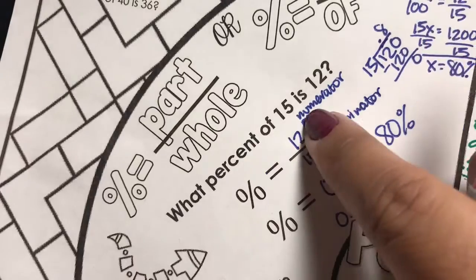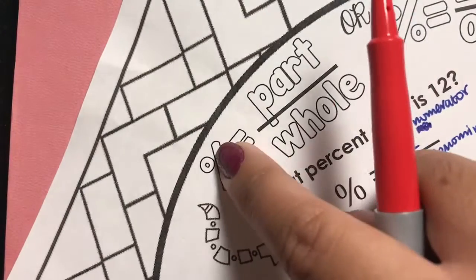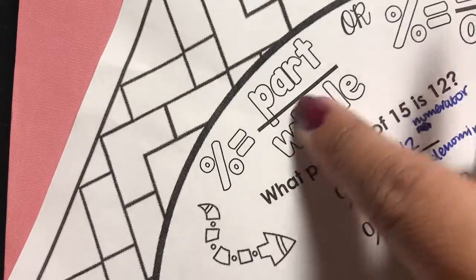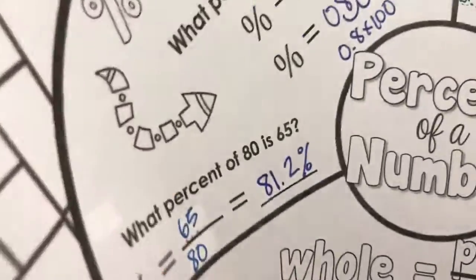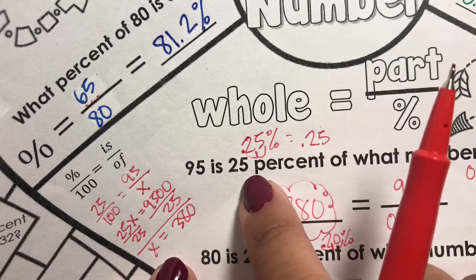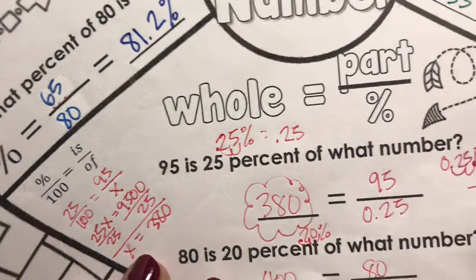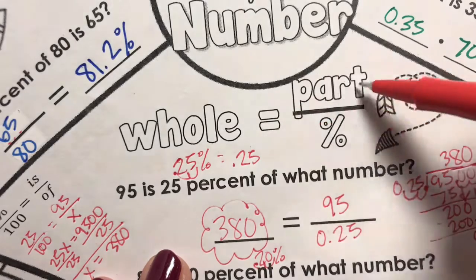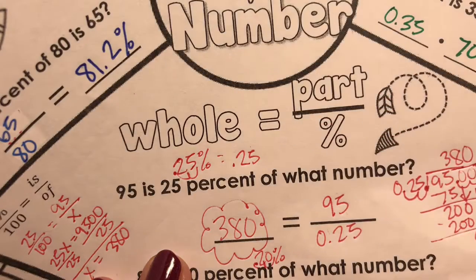What percent of 15 is 12? You're looking for the percentage, so the percentage equals the part divided by the whole. And then for 95 is 25% of what number? They're asking you to find the whole, okay, which equals the part divided by the percentage.